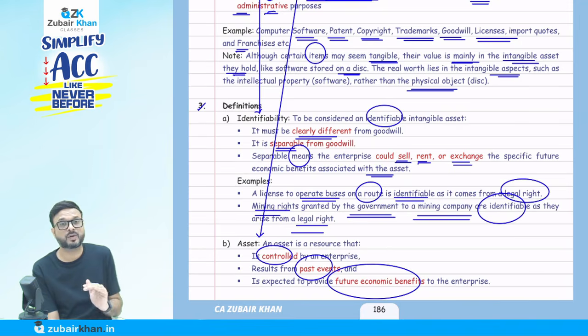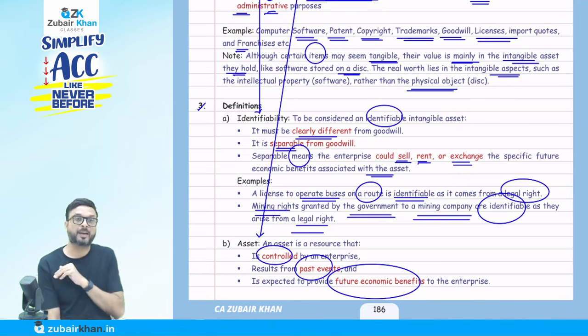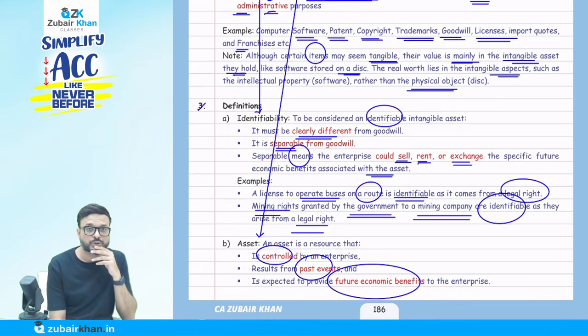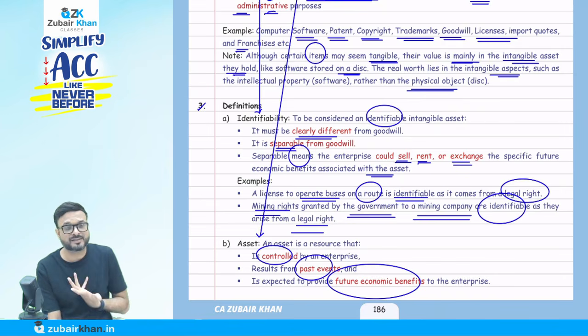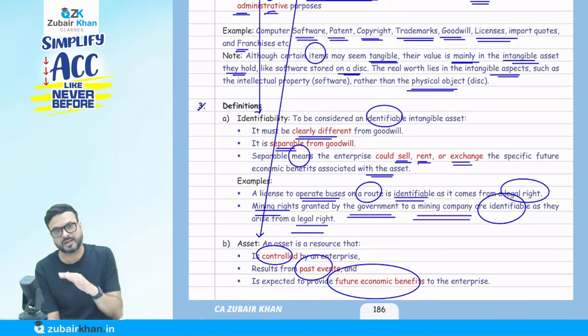And from that software, I expect certain future economic benefit. For example, in my iPad, I use one app here, whatever is reflected on screen. I use some software here. So I have control because I purchased it. What is the past event? I purchased that. And obviously I'm expecting certain future economic benefits. So that is what an asset is for me.